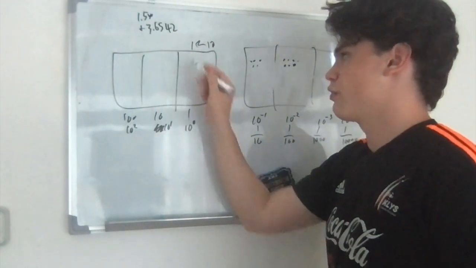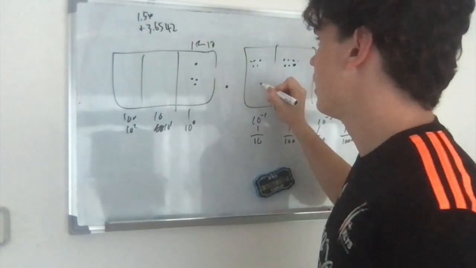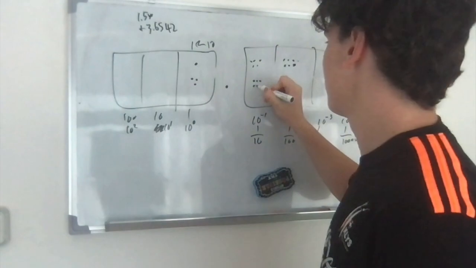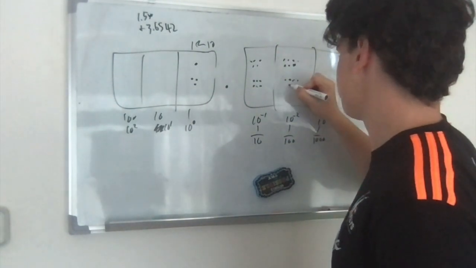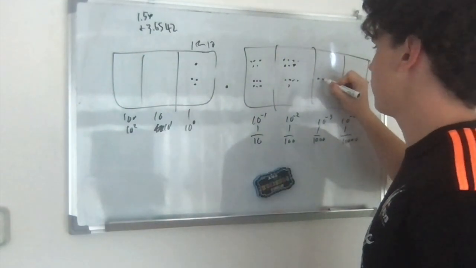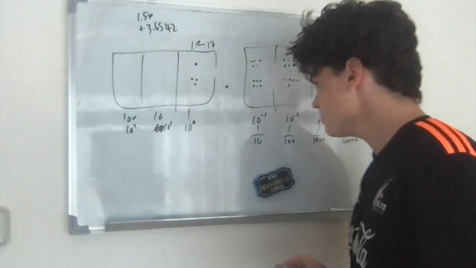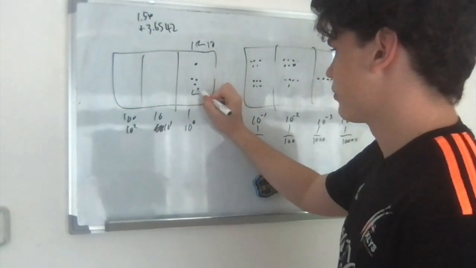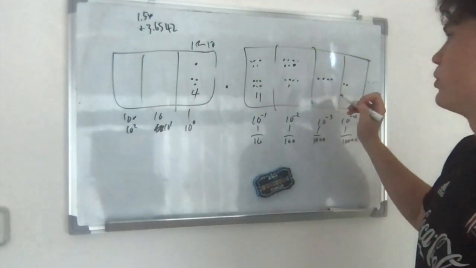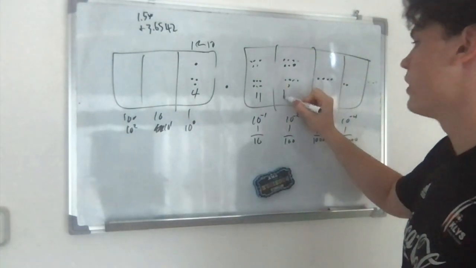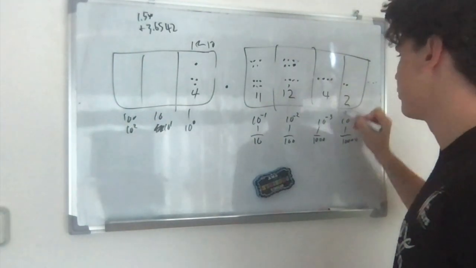Then we'd have to add 3.6542. So we'd add 3 dots here, 6 dots right here, 5 dots here, 4 dots here and 2 dots here. Adding that becomes 4, that would become 11, and this right here would become 12, I believe. Yeah, 12. 4 and 2.